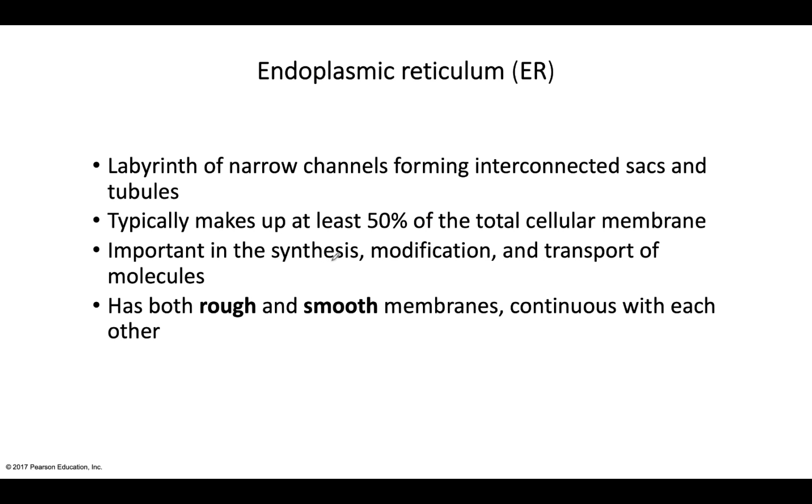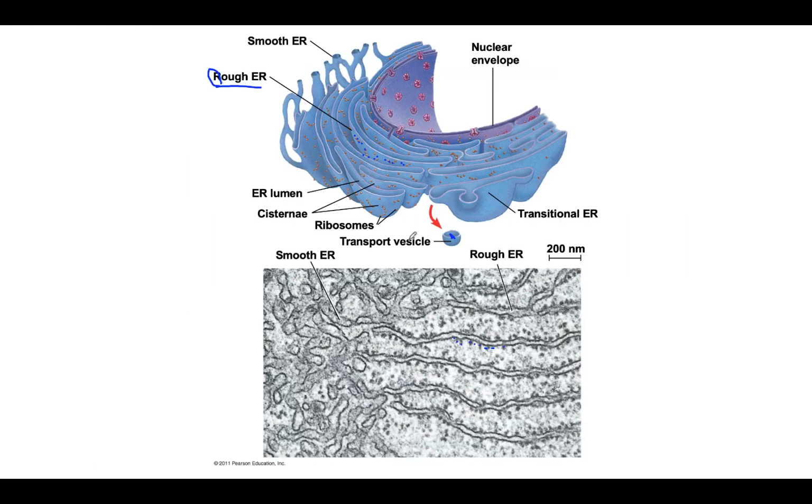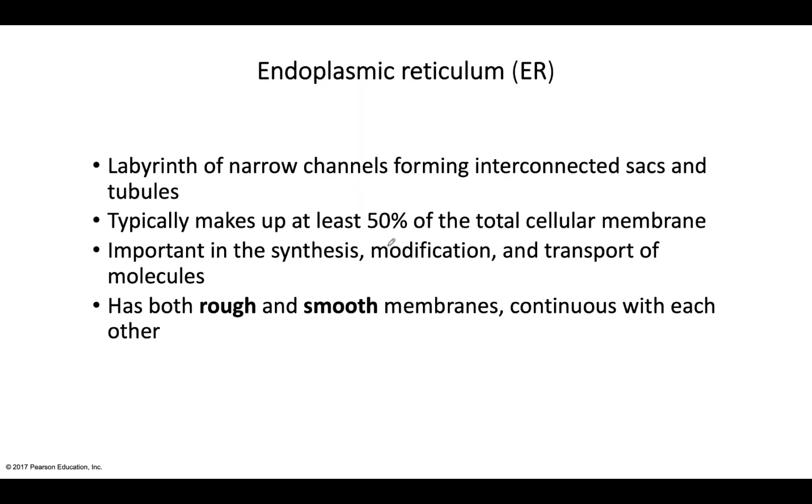Endoplasmic reticulum has narrow channels forming interconnected sacs and tubules. It typically makes up at least 50% of the total cellular membrane. You see there's so much membrane. These are all membrane. So inside the cell, 50% of the total cellular membrane comes from endoplasmic reticulum. It is important in the synthesis, modification, and transport of molecules.